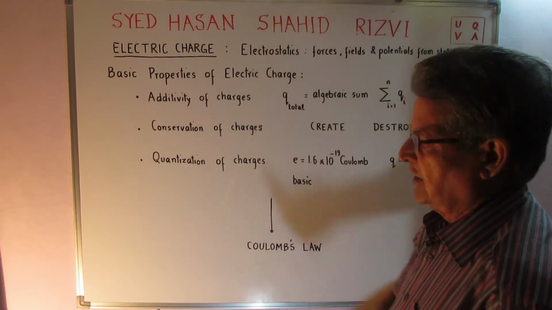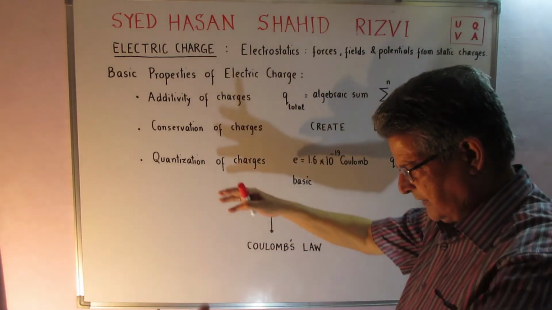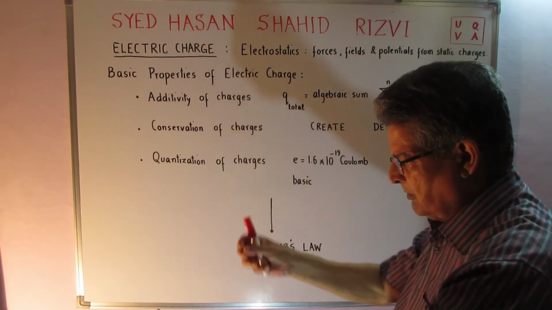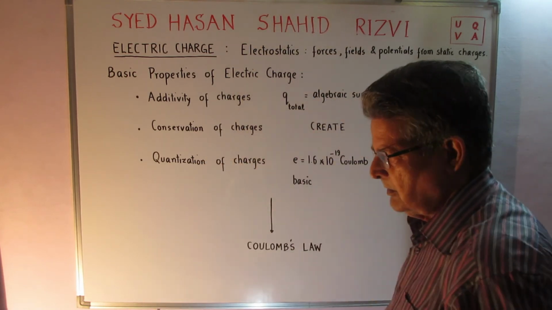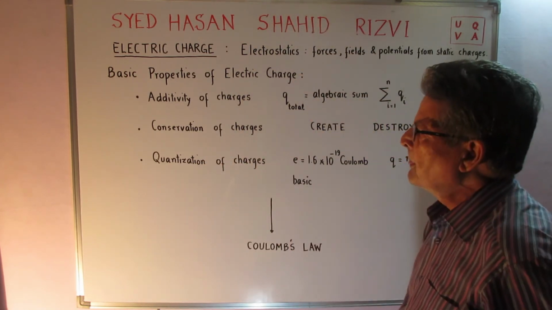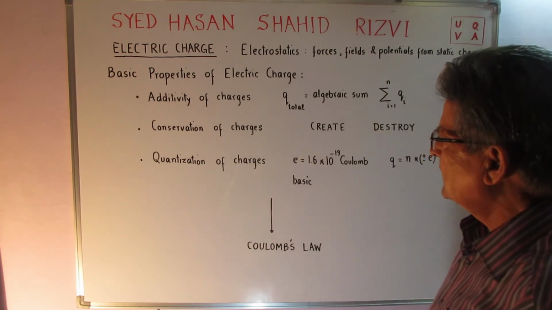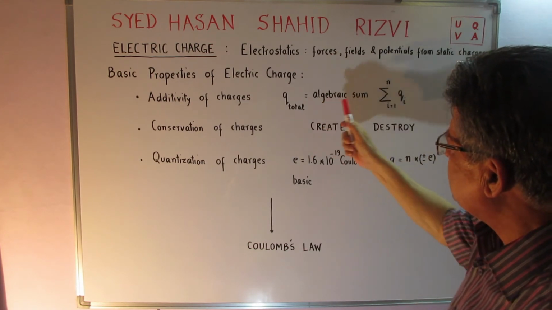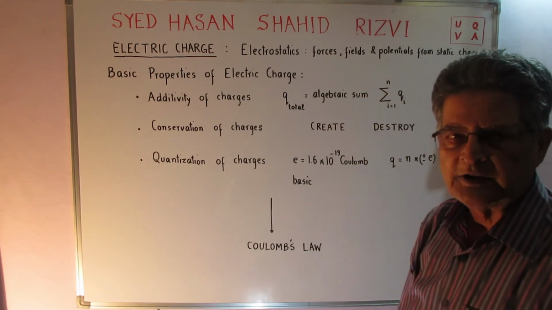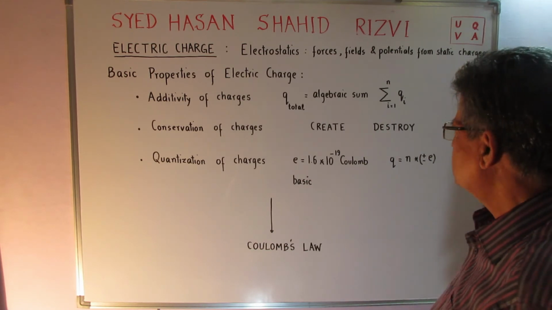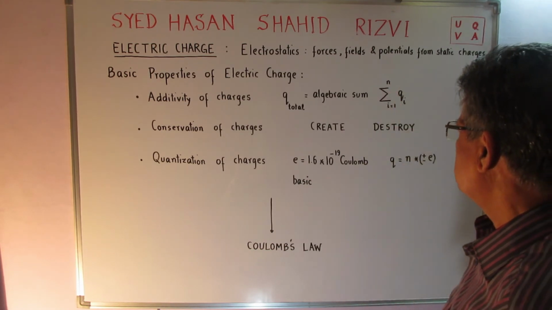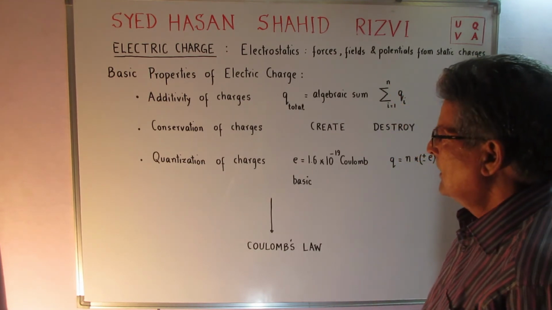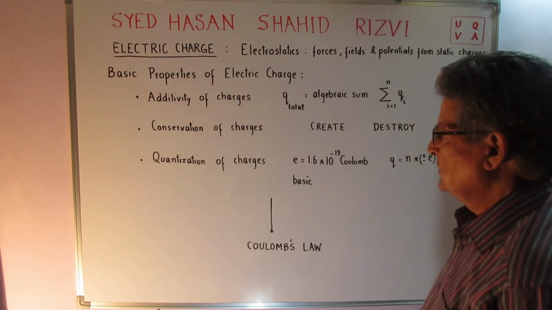So, additivity of charges. If you have an ensemble and you bring in many particles, number 1, number 2, number n minus 1, number n, where n may be a very large number, it doesn't matter, then the total charge is simply the algebraic sum of all these individual charges. They have just shown as summation i equal to 1 to n of q_i, where this is an individual charge.